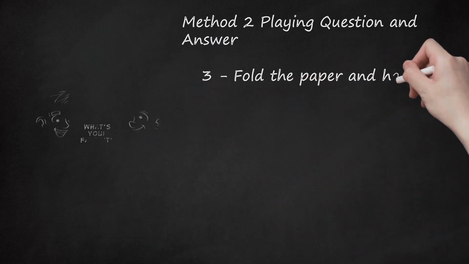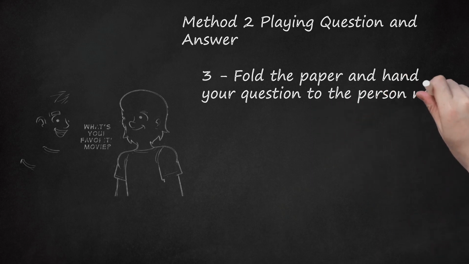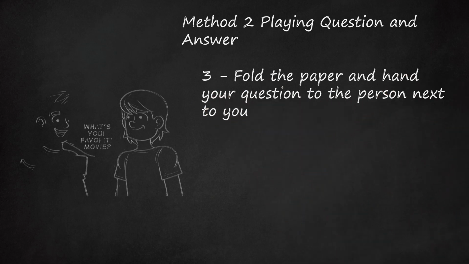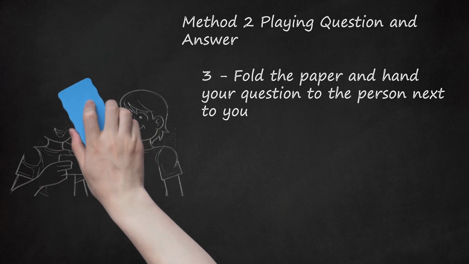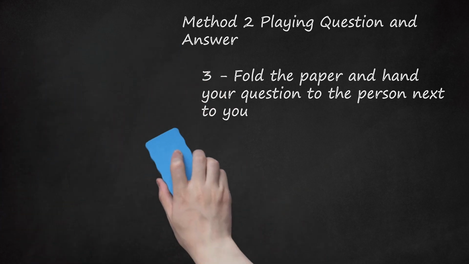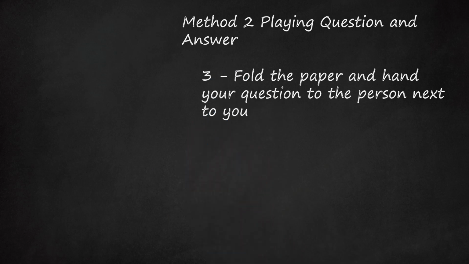3. Fold the paper and hand your question to the person next to you. The person will repeat the question to their partner and give their answer. They will then ask their neighbor the question and wait for the answer as well. Encourage follow-up dialogue to further emphasize creating dialogue between people. This is round 1.